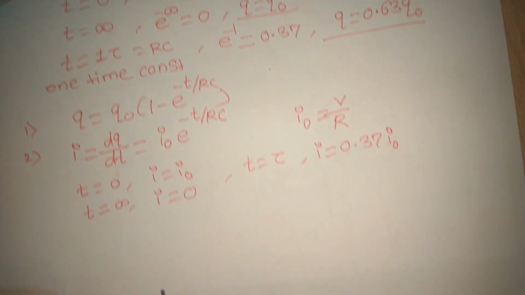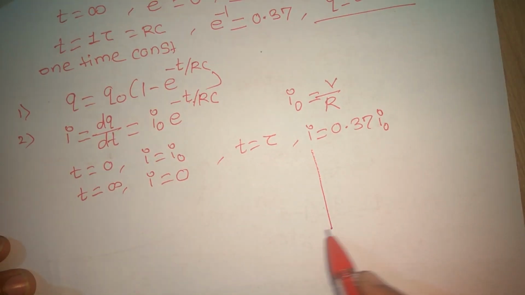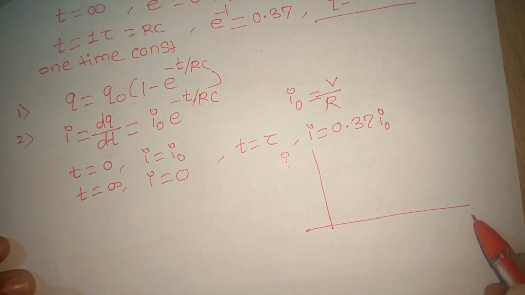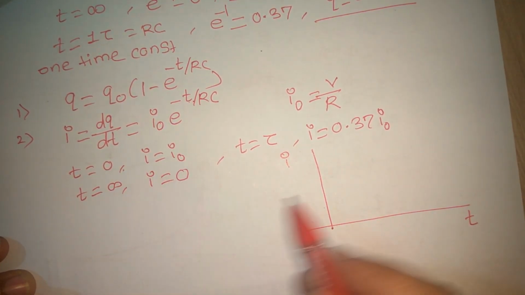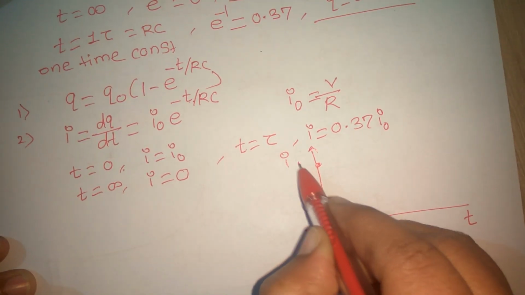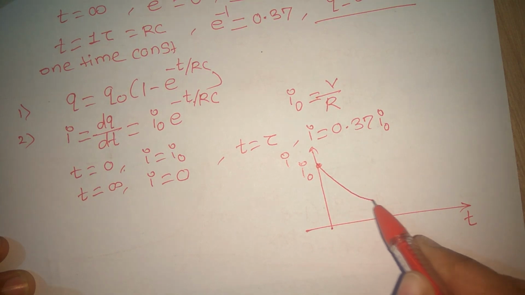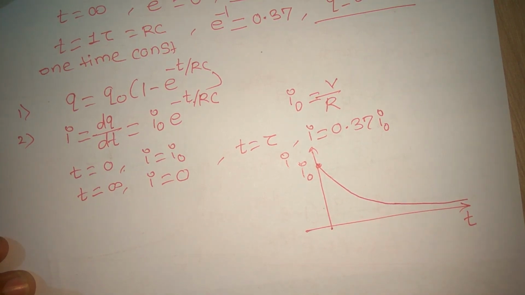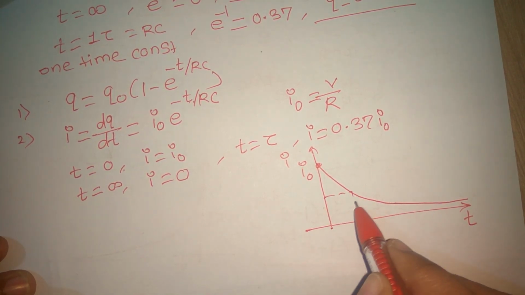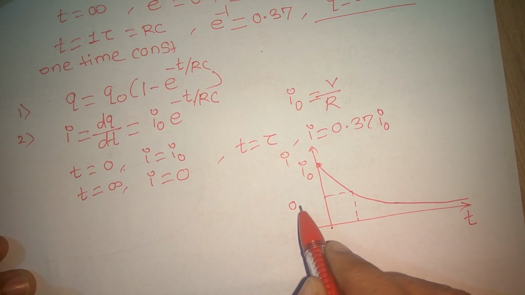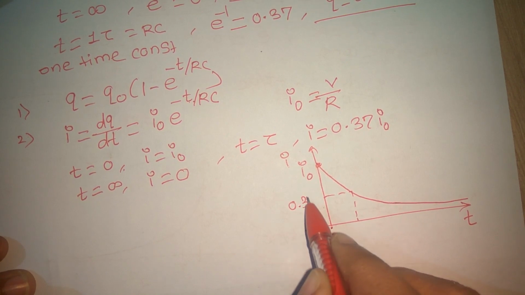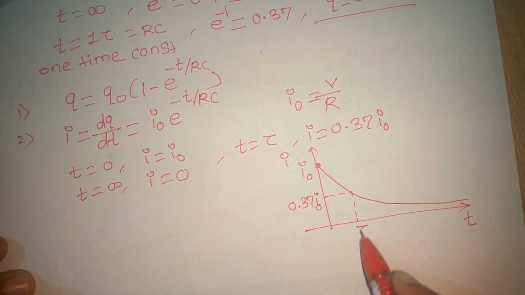So if you want to draw a graph of current versus time t, initially it is maximum, that is I naught, and after that it is minimum, means the graph is decreasing like this. So the current versus time graph is this one, and such a graph can be asked in your exam.